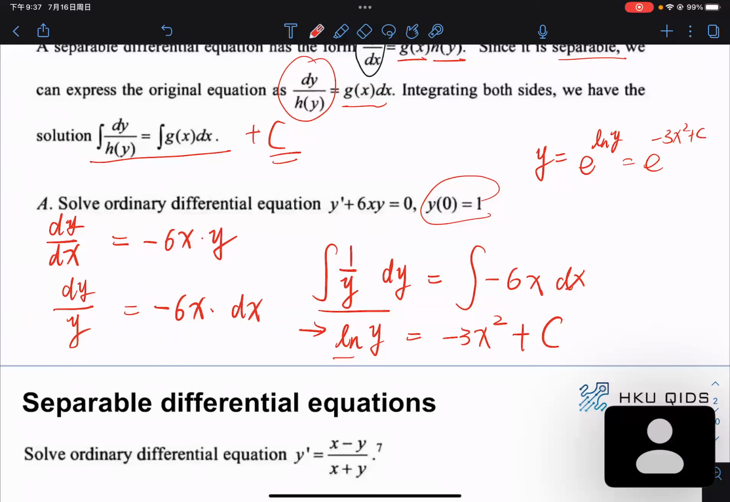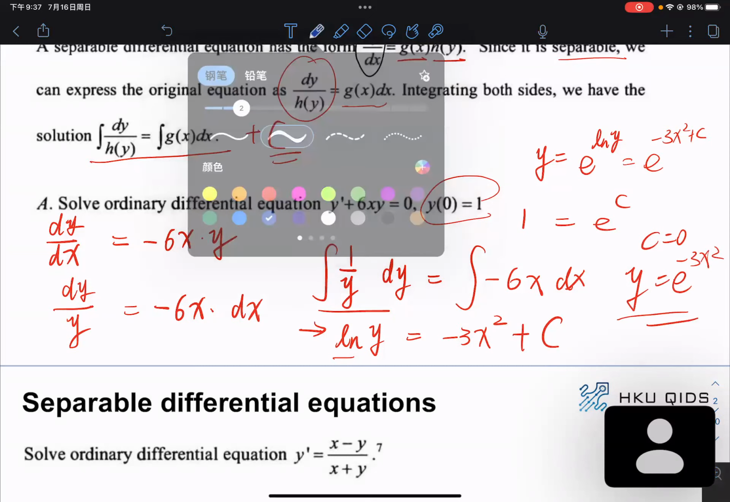And then we put y(0) equal to 1 into that. So 1 is going to be equal to c, since e to the 0 is 1. So c equals 1, and y is going to be e to the negative 3x squared. Okay, so this is the final result.